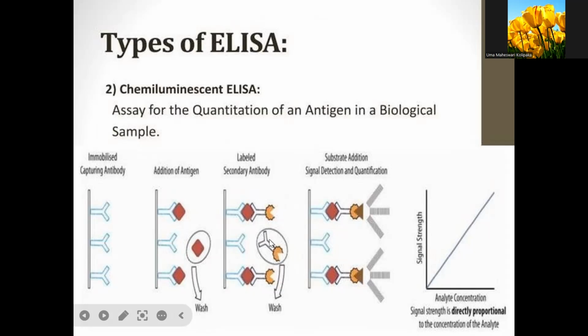Now we are adding the secondary antibody, which is linked with the enzyme. Basically, this secondary antibody also binds to the antigen. Then we are adding the substrate. This is chemiluminescent ELISA. So we can plot a graph by taking analyte concentration on the x-axis and signal strength on the y-axis. Signal strength is directly proportional to the concentration of analyte. So this is chemiluminescent ELISA.